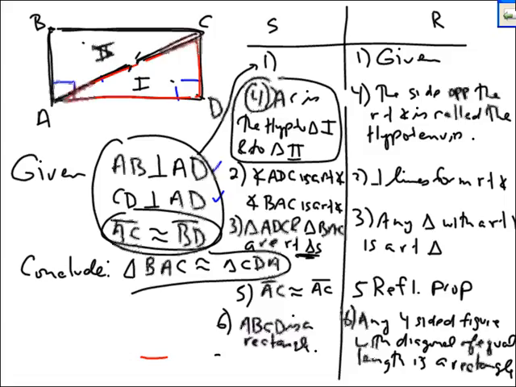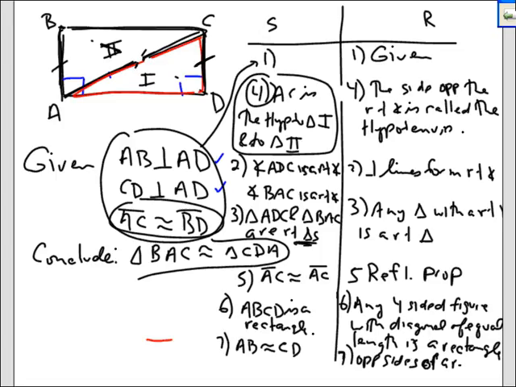Okay, number 7. AB equals CD. Length AB is congruent to CD. That is, AB and CD are equal in length. Opposite sides of a rectangle are equal. Okay, so now I am done.